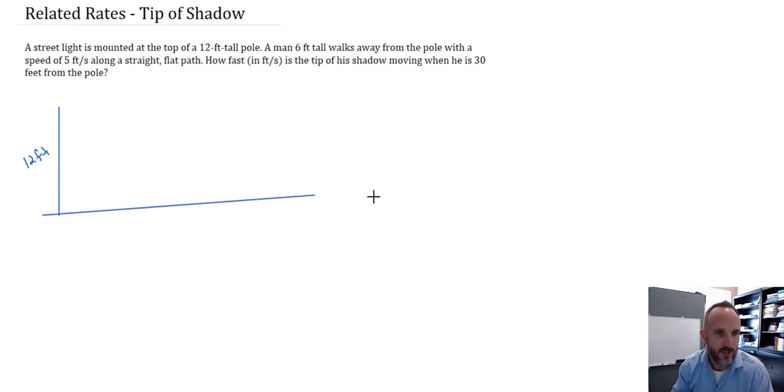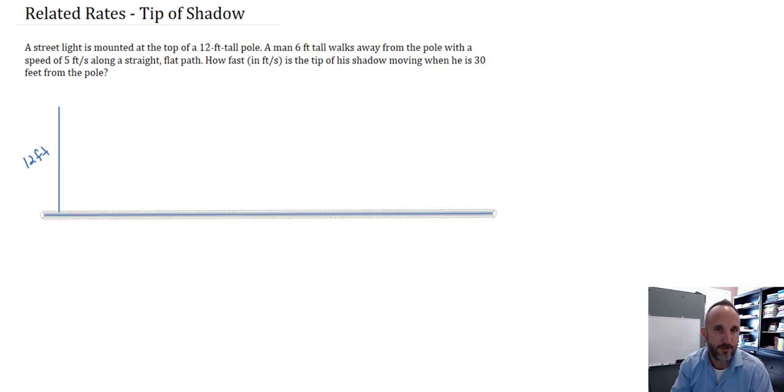So let's establish the straight flat path. Maybe it looks like this. And we've got a 6 foot tall man walking away. So let's draw him in here somewhere walking away from the pole. And we know that that height is going to remain 6 feet tall no matter how far he goes. We also know the height of the pole will be 12 feet tall no matter what.